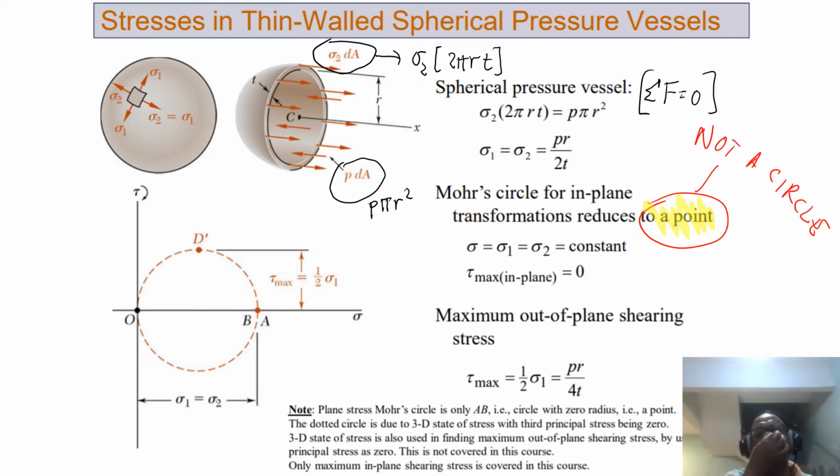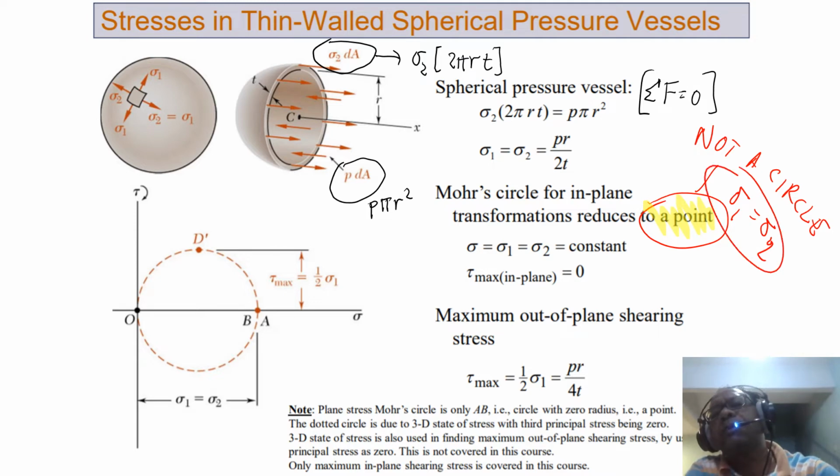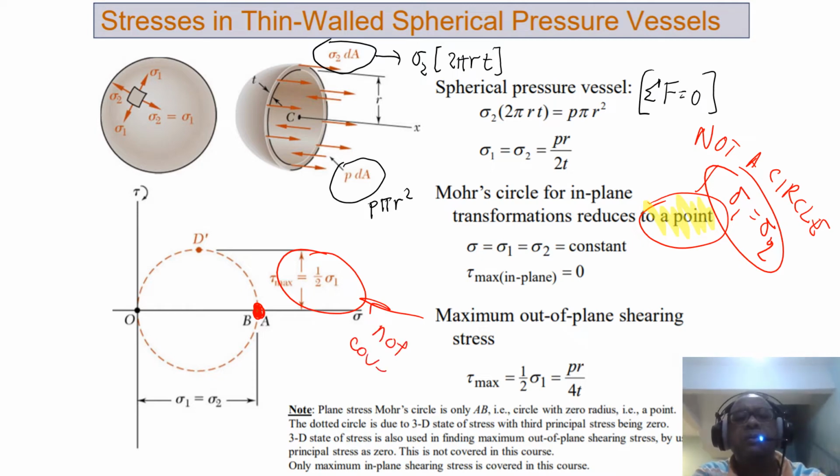Because they coincide, sigma 1 equals sigma 2. This happens when sigma 1 equals sigma 2. Okay, so there's only one point there. This is the out-of-plane shear stress, which is not covered in our syllabus, second year.